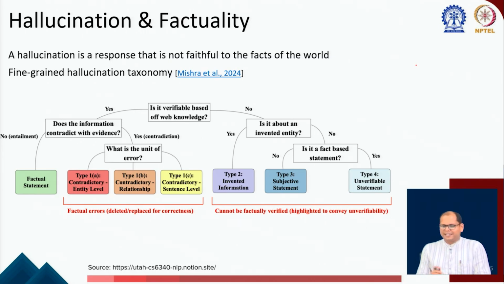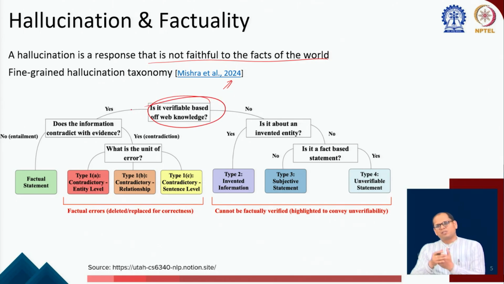Now this slide gives you some idea about what is hallucination in a brief taxonomy that is presented in this paper. So typically what is a hallucination? You are getting a response that is not faithful to the facts of the world, right. So nicely, you can have it as a binary question answer. Is it verifiable? So whatever response, is it verifiable based on the knowledge of the web? So the answer may be no. If it is not verifiable, you can just call it, you cannot factually verify it.